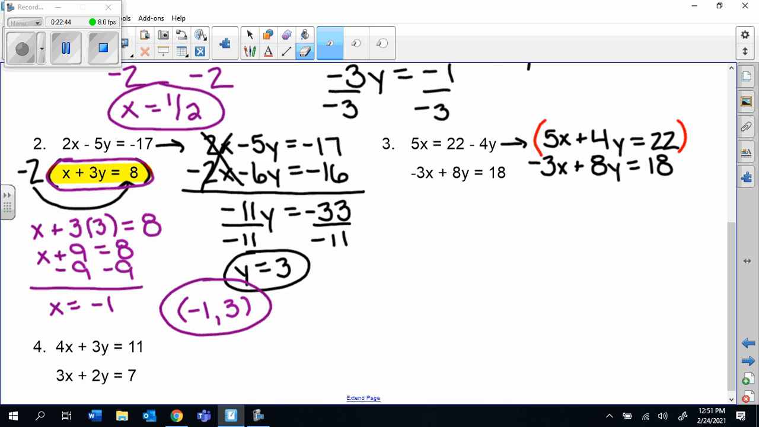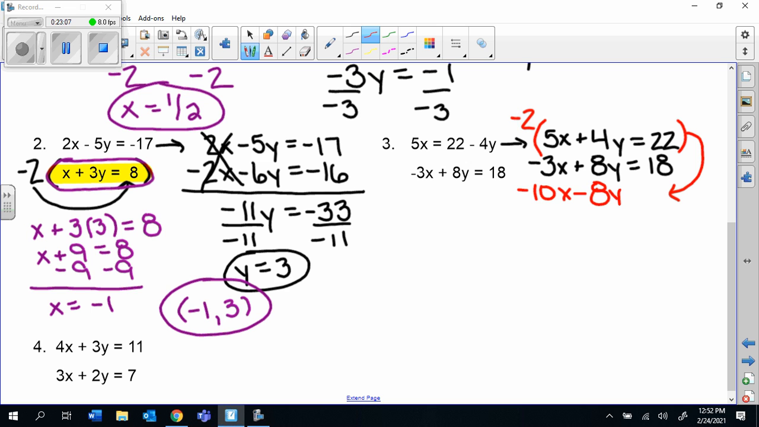So how do I make a +4 into a -8? I'm going to multiply everybody through here by a -2. And you can rewrite that all right here, or I'm just going to write it down below right here. So -2 times 5 is -10x. -2 times 4 is -8y. -2 times 22 is -44. And then I'm going to be ready to add my columns. Now, you don't need this anymore, so if this confuses you, you can scribble it out. That's totally fine. I've got what I need.